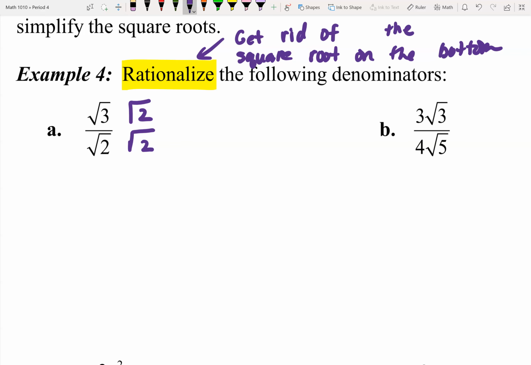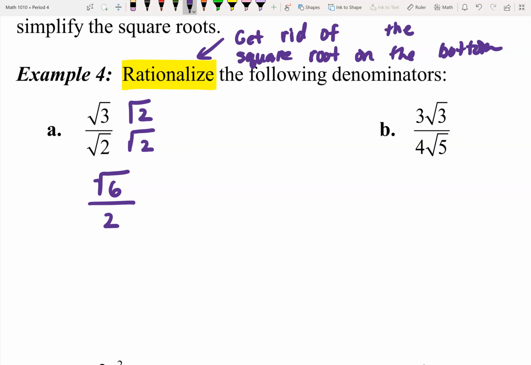And then on the top, the square root of 3 times the square root of 2 is the square root of 6. Everybody in the room, what's the square root of 2 times the square root of 2? 2. You guys are awesome. Can I reduce the 2 and the 6?